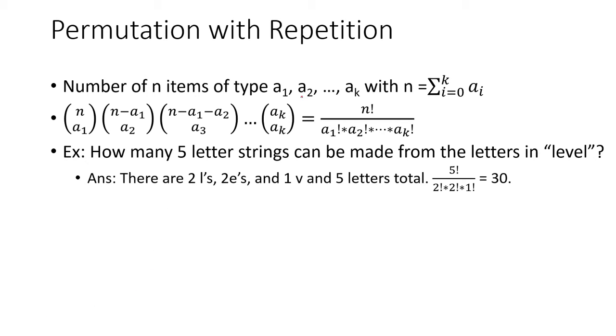So next is going to be permutation with repetition. It's going to be the number of n items of types A1, A2, etc., all the way up to AK, with all the AIs adding up to n. So each one of these categories has to add up to n.